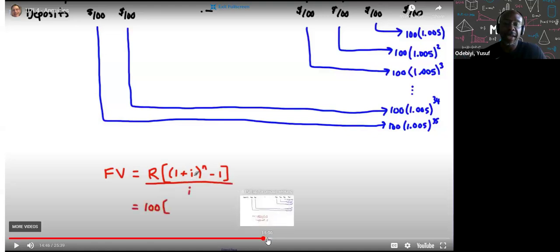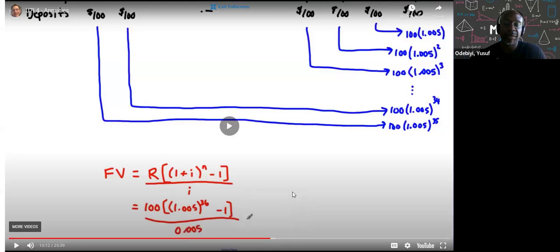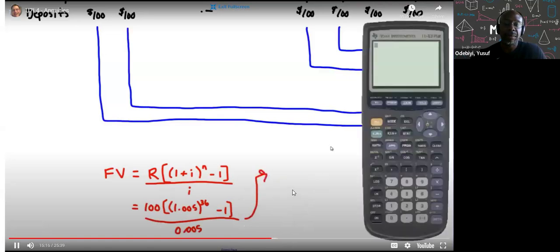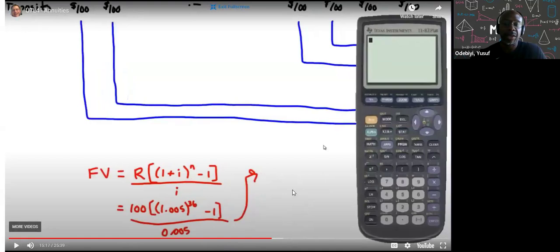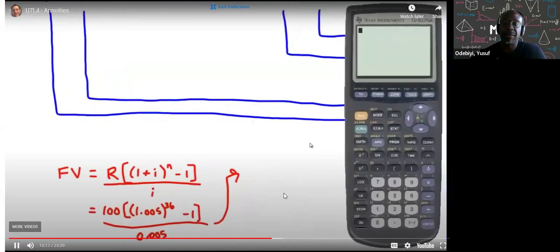And when you plug everything in, 36, divided by 0.005. Okay, punch it in the calculator. This is what we get. I want to show you how to punch that in the calculator, because maybe you need to see that, and you need to make sure you don't make mistakes here.